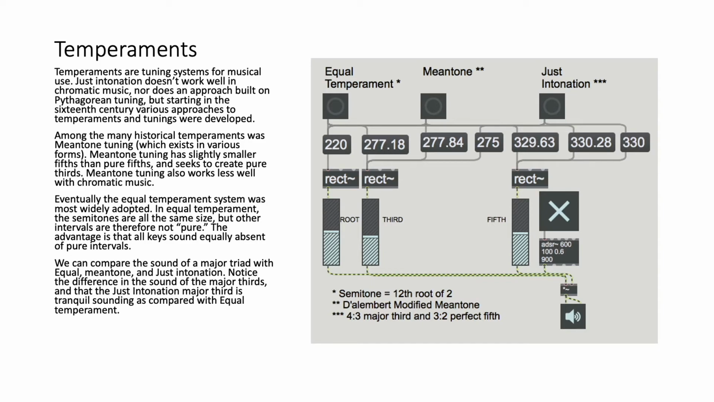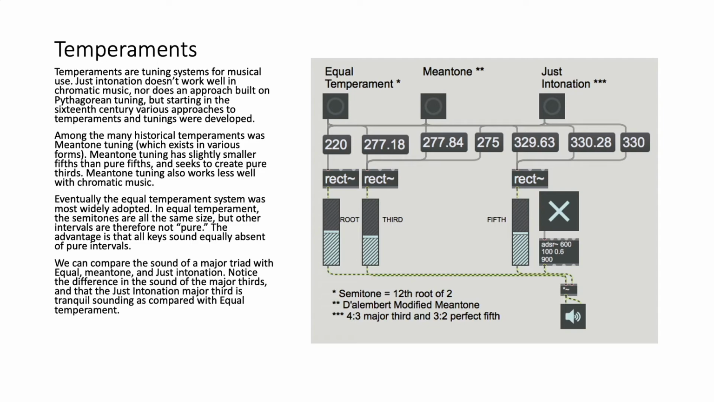Among the many historical temperaments was mean tone tuning, which exists in various forms. Mean tone tuning has a slightly smaller fifth than a pure fifth, and it seeks to create pure thirds. Mean tone tuning also works less well with chromatic music. Eventually, the equal temperament system was widely adopted. In equal temperament, the semitones are all the same size, but other intervals are not pure. They become not pure because the semitones are all the same size. The advantage is that all the keys sound equally absent of pure intervals.